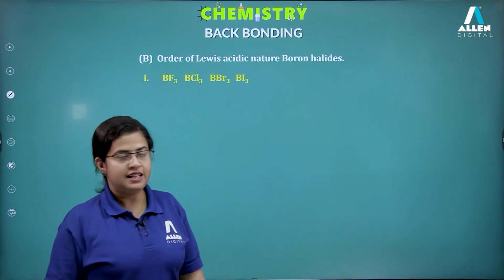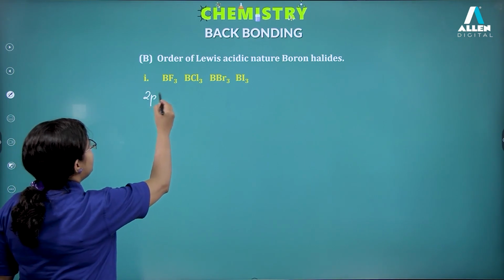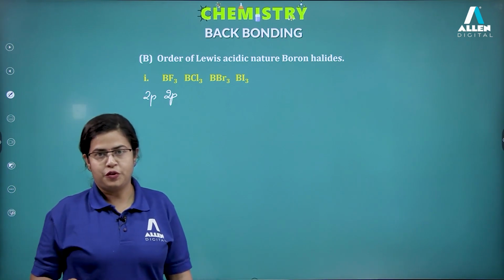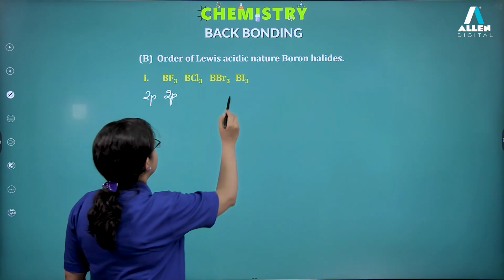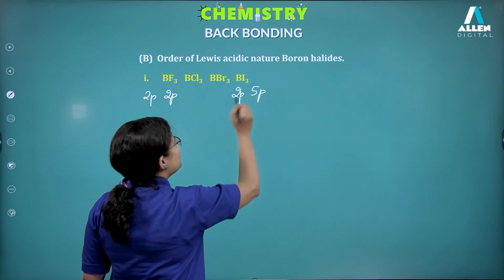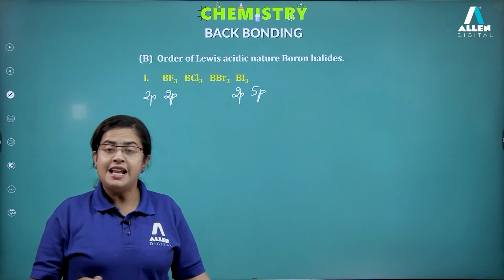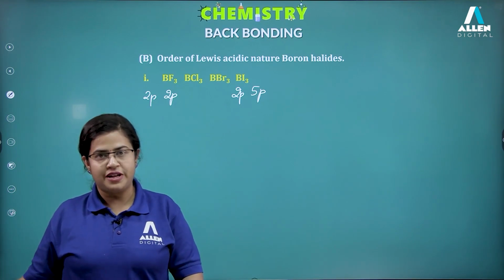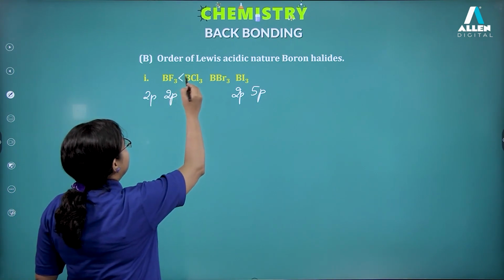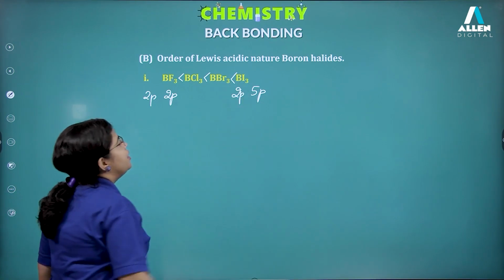Now let's compare the order of Lewis acid strength in boron halides. As we have just seen, in the case of BF3 there is 2p-2p back bonding, so the extent of back bonding is more. Whereas if you consider BI3, it's 2p-5p back bonding, which is not that effective. So the greater the extent of back bonding, the lesser will be the Lewis acid strength, and hence the order of Lewis acid strength in increasing order is least for BF3 and maximum for BI3.